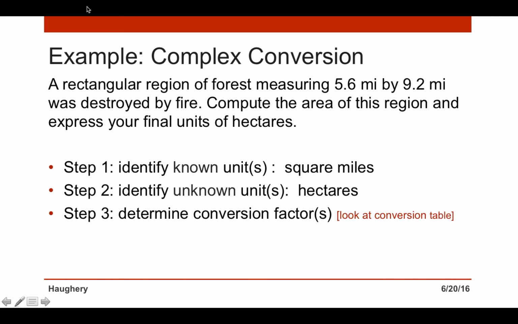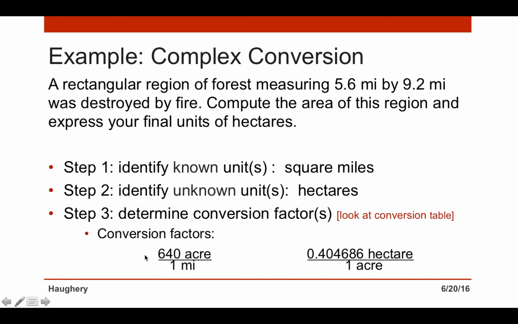Maybe a complex one: a rectangular region of forest measuring 5.6 miles by 9.2 miles was destroyed. Compute the area of this region and express this in hectares. Of course, the known is square miles, the unknown is how many hectares, and we would have to look at a unit conversion table, which we'll have access to for all of our activities.